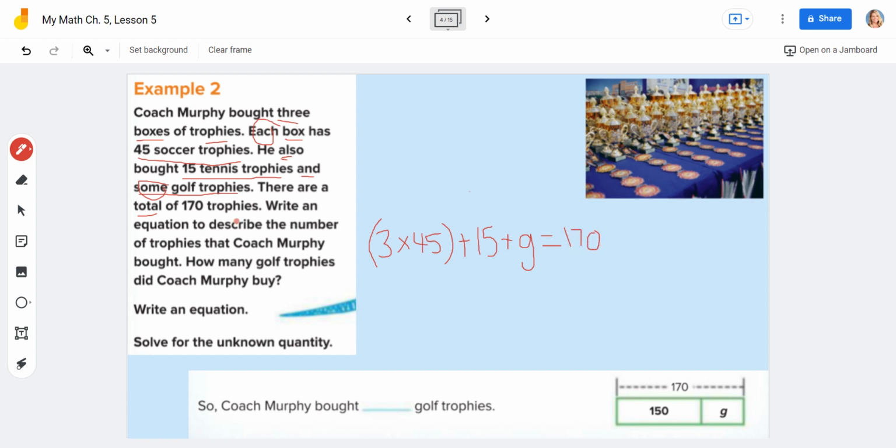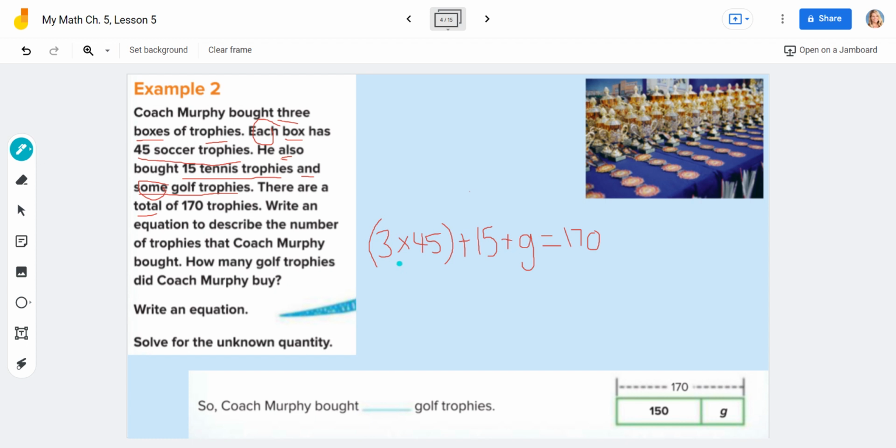All right, so let's make sure. Each box has 45 soccer trophies, and I have 3 boxes. There we go. He also bought 15 trophies, so also means I'm going to add. He also bought some golf trophies. I don't know how many, so I'm going to use my variable. And there's my total. So now I'm ready to solve.